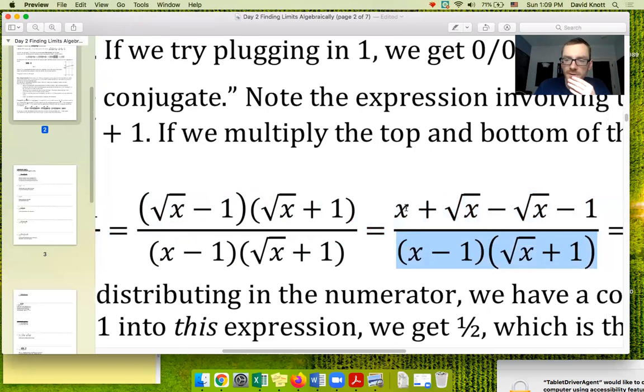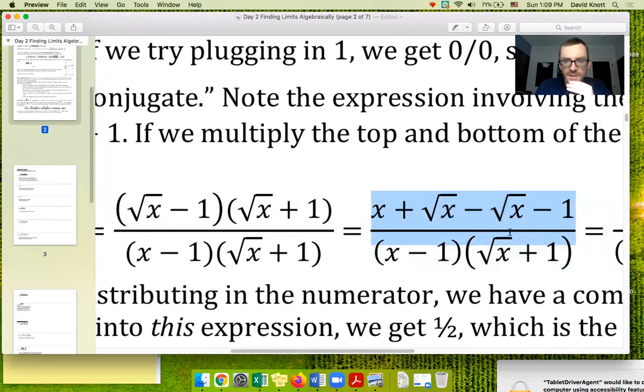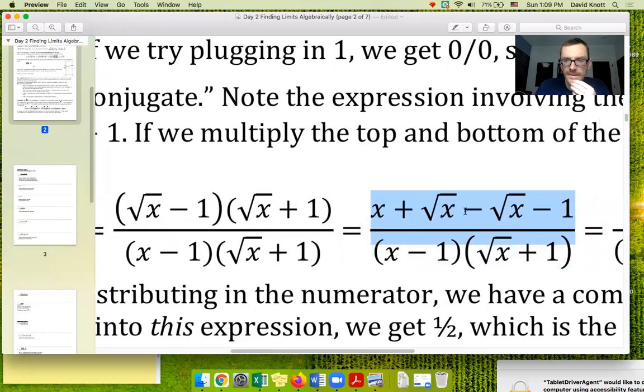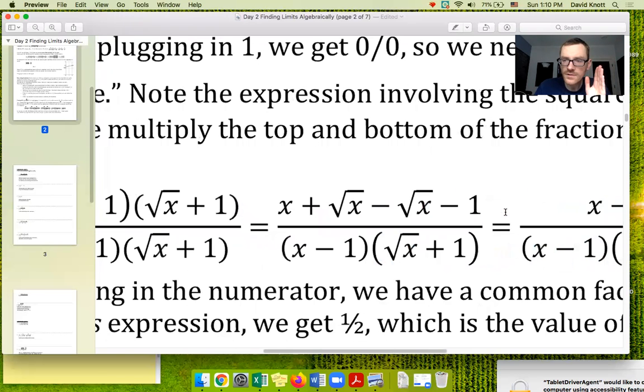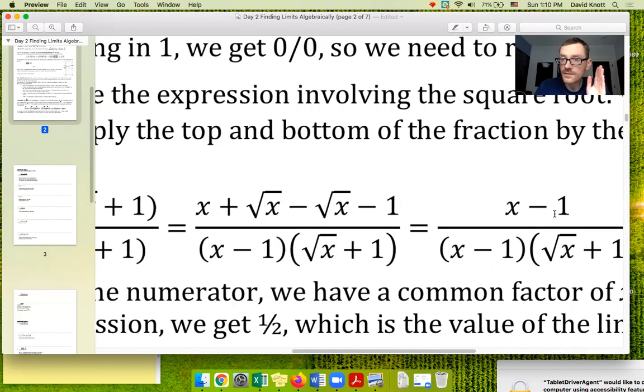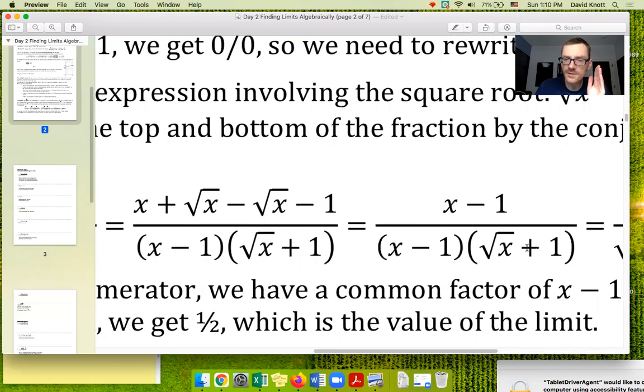What I want you to notice, though, is that the numerator can be simplified. Do you see what can be done? See the root x minus the root x? They cancel. These two middle terms cancel, and that just leaves you with x minus 1. And now look at this expression here. Do you see what can be done?